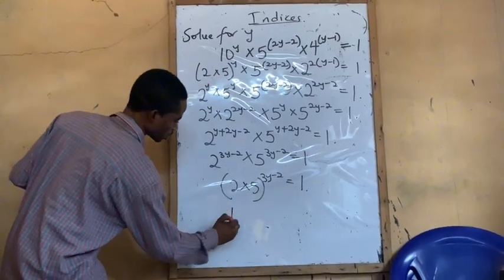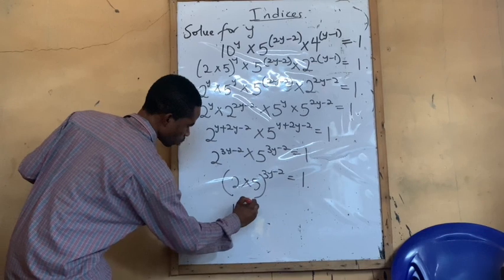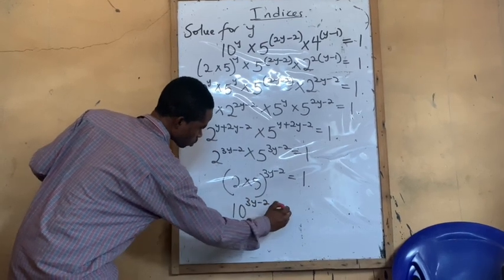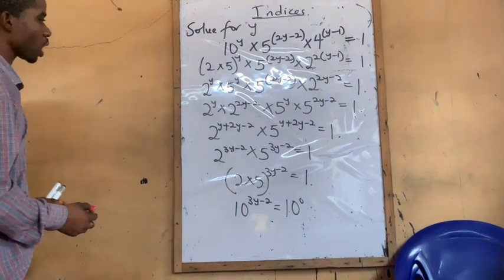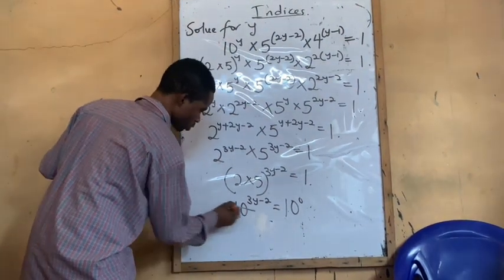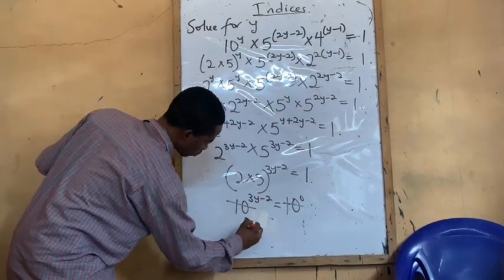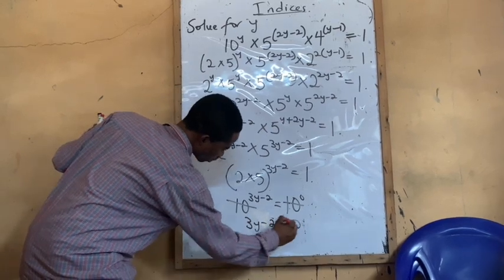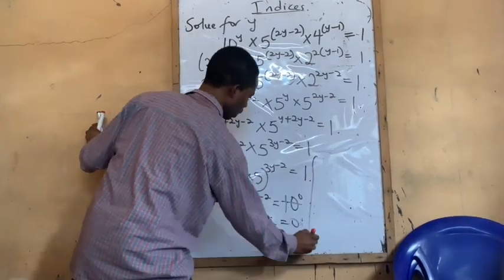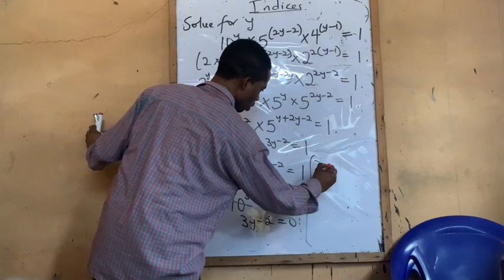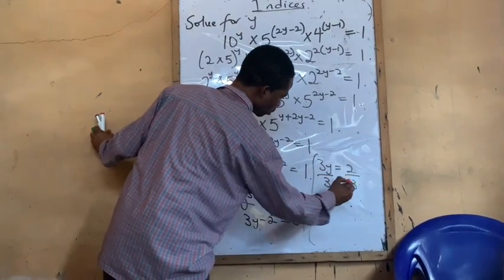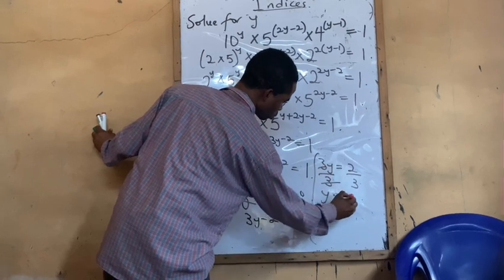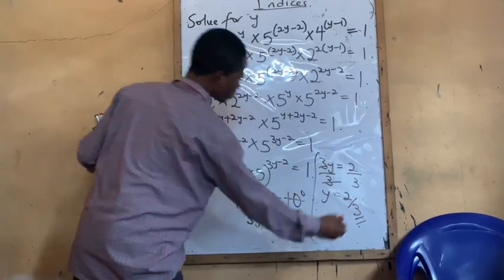That is giving us 10 raised to 3y minus 2 equals, you can change 1 also to 10 raised to the power 0. 10 raised to the power 0 actually will give us 1. This cancels this. So we are having 3y minus 2 equals 0. If I collect the like terms, that is 3y equals 2. All over 3, all over 3. And y equals 2 all over 3.